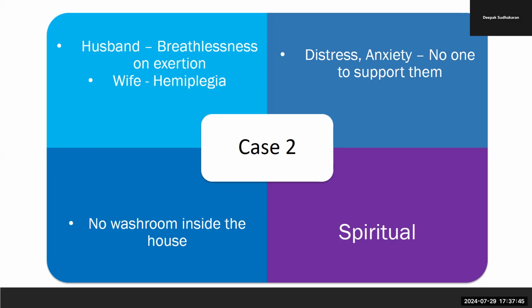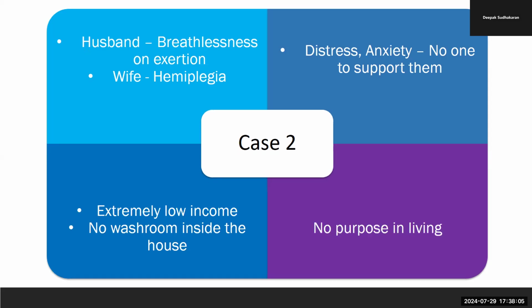Socioeconomically, they were not able to afford to build a washroom inside. They have some space inside the house, but they do not have the money to construct anything over there. So poor health in old age without financial and emotional support. Yes. Next slide. So they were feeling that there is no purpose in living. Their children are not with them. They are hardly able to support each other. How are things going to proceed?